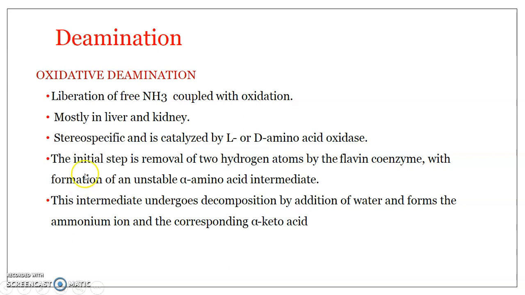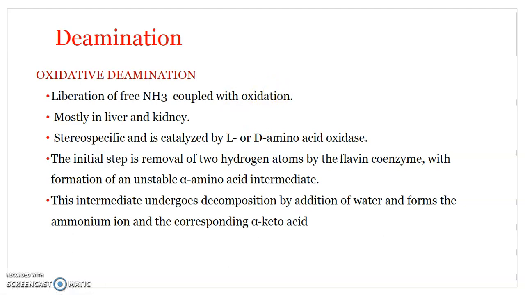So what is oxidative deamination? Deamination is removal of ammonia, free ammonia, and oxidative because the whole reaction is coupled with oxidation. So oxidative deamination is the oxidative removal of the amino group from amino acids. Here the whole reaction is coupled with oxidation, so we can say it is a redox reaction.